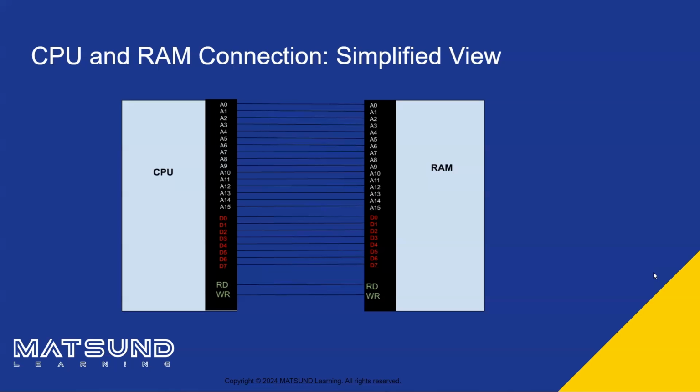Data lines D0 to D7 are used to transfer data between the CPU and RAM. When the CPU writes data to the RAM, it sends the data through these lines. When the CPU reads data from RAM, it receives the data through these lines.